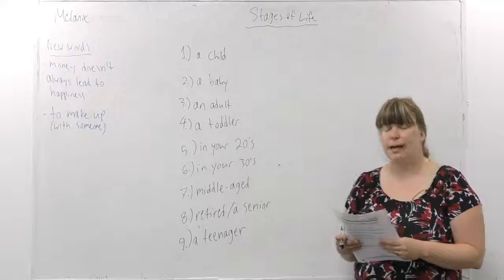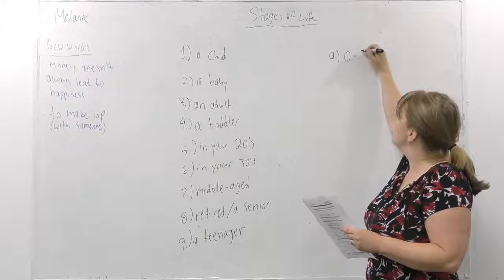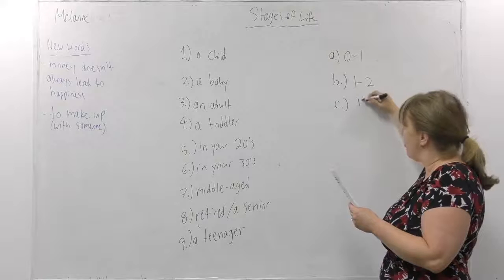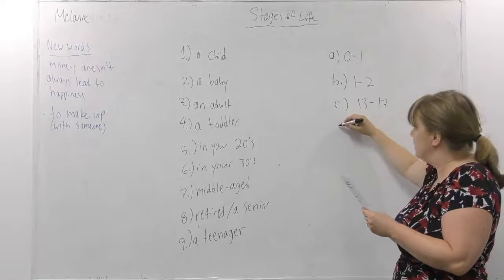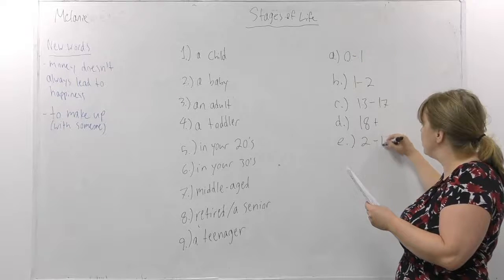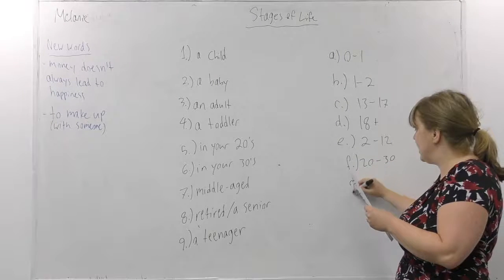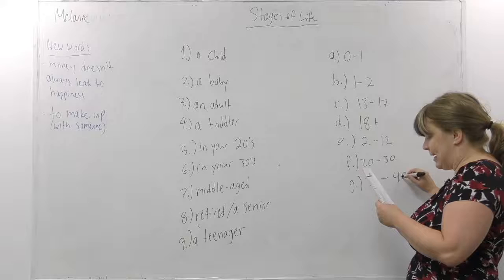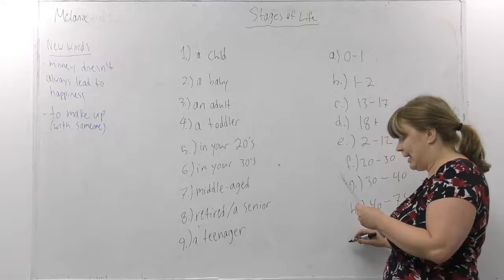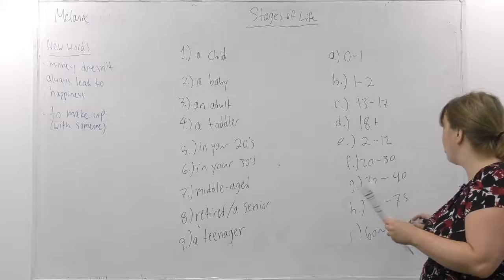Okay. So we have to match these up to the appropriate age groups. All right, so child, let's see. So A, we have 0 to 1. B, 1 to 2 years old. C, 13 to 17 years old. D, 18 plus. E, 2 to 12 years old. F, 20 to 30. G, 30 to 40. H, 40 to 75. And I, 60 or 65 or older.